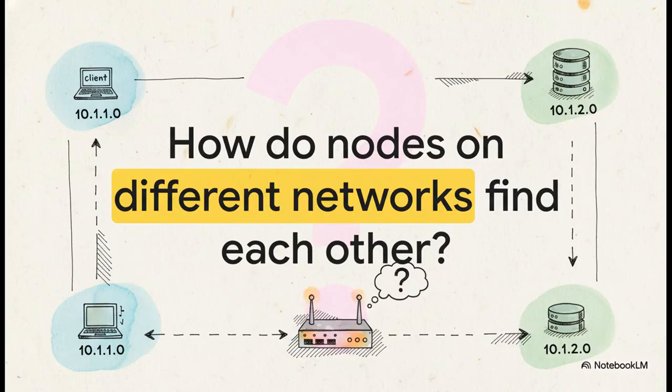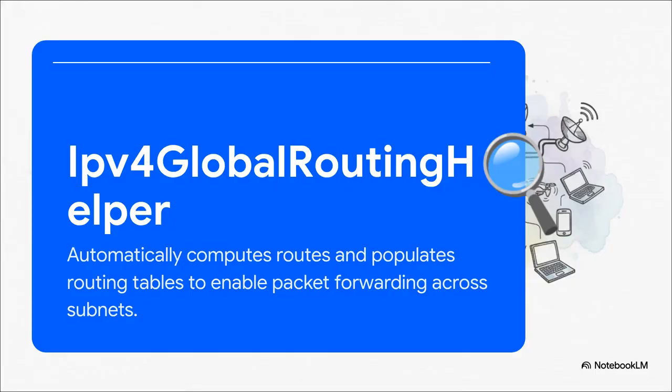Okay, so this brings us to the central problem, the big question. We have two totally separate networks, two different subnets. So how on earth does a packet from a client on one network find its way to the server on the other? And the answer is this incredibly powerful tool, the IPv4 Global Routing Helper. This thing is basically the magic wand of our simulation. It does all the heavy lifting for us. It looks at the entire network, calculates the best paths, and then just hands every node its own personal GPS.